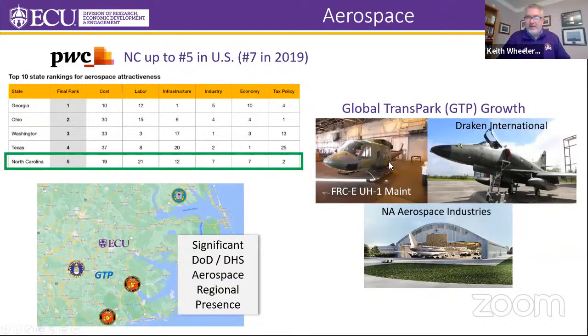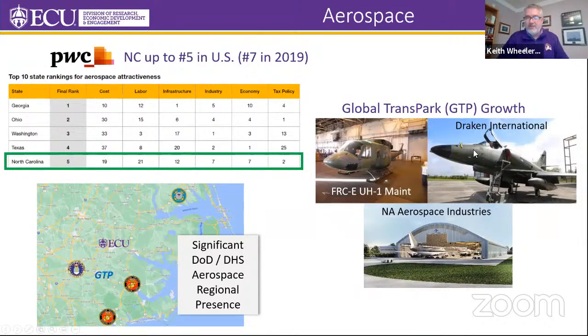So you can see the Huey maintenance facility. The ribbon cutting is two days from now, so I'll be in Kinston on Thursday for the ribbon. All of the UH-1 Huey maintenance that comes through there now is going to go through the Global TransPark.